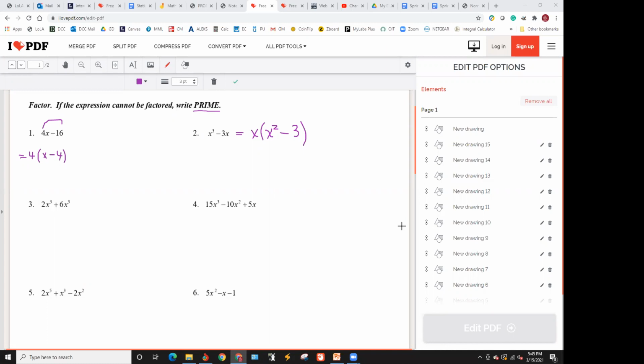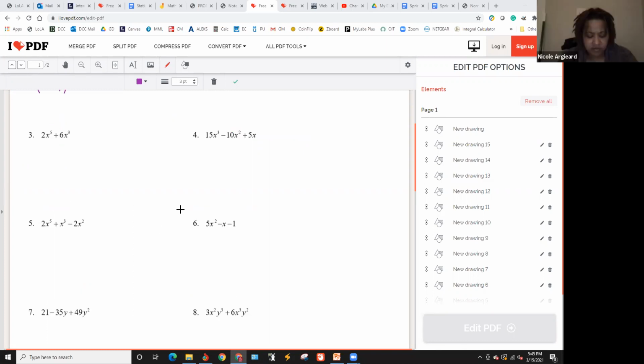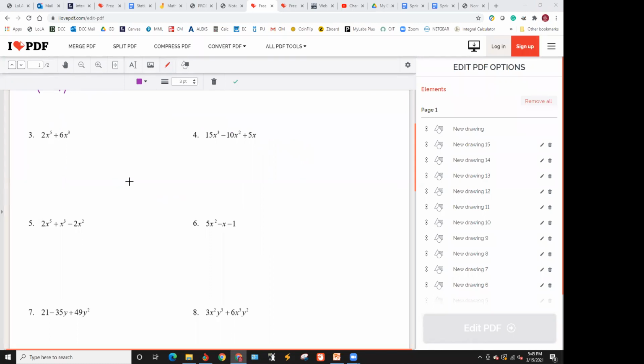All right, so go on to number 3. Number 3, I got 2x times x to the 4th plus 3x to the 2nd. Okay, that sounds good. Now let's look. First thing, 2 and 6. 2 is a prime number, but it divides evenly into 6. So 2 is the largest number we can take out. And then we look at the variables. Each one's got a variable. So we take out the smallest power, which is x cubed.